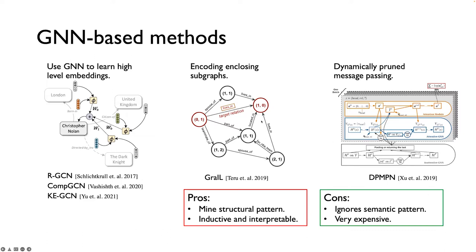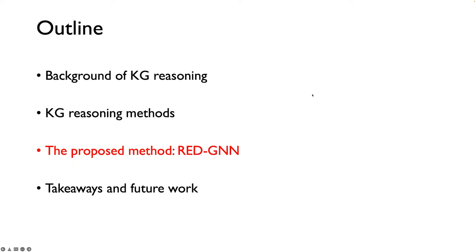Using graph neural networks for knowledge graphs can help to mine structural patterns. The subgraph structure can be inductive and interpretable. However, most of these methods ignore the semantic patterns, and the computation cost is very expensive. Empirically, the graph neural network-based methods can better capture the structural and the semantic patterns in knowledge graphs. Our method here is in this group. We call it RED-GNN, and RED-GNN shows better effectiveness and efficiency for KG reasoning.